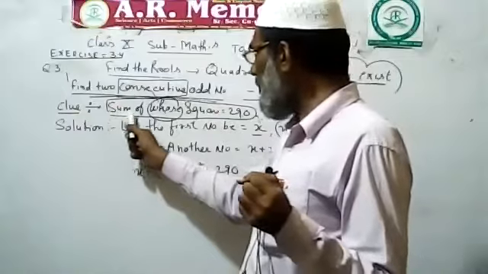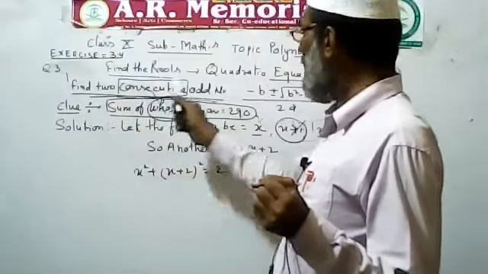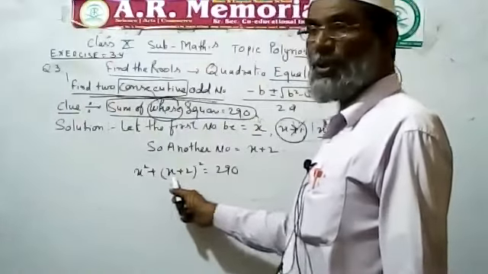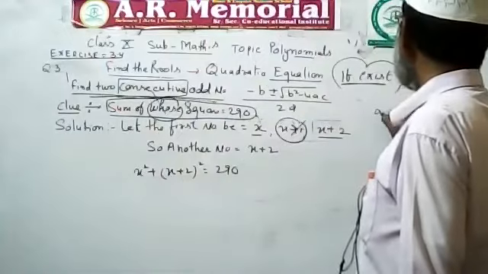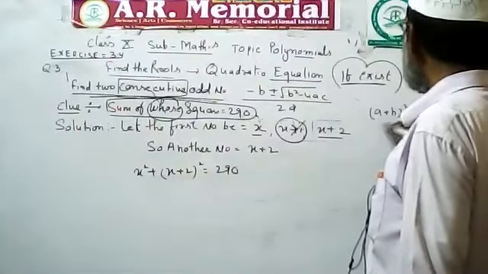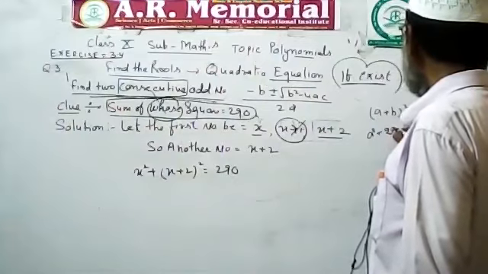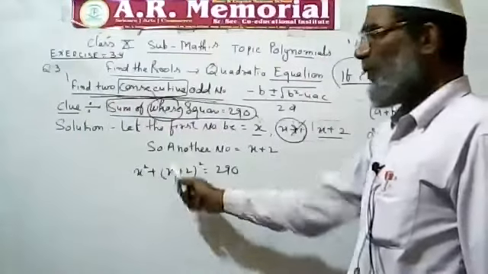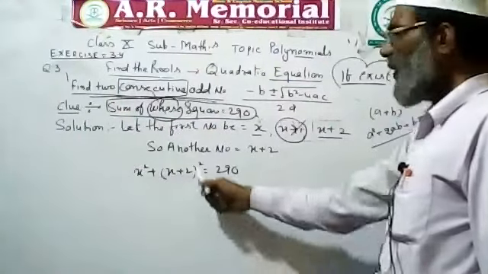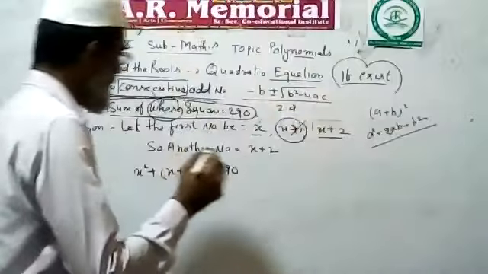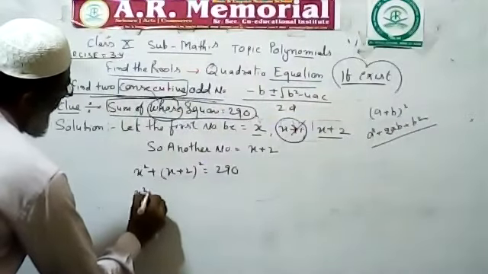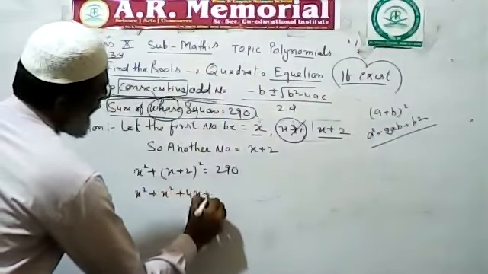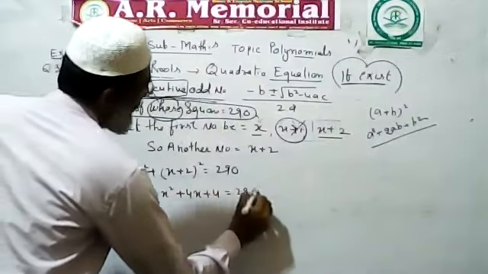So here the clue: sum of whose squares. "Whose" means this number or this number, their sum. Here comes (a plus b) whole square. If you have learned (a plus b) whole square, it is a square plus 2ab plus b square. In place of a, we put x; in place of b, we write 2. Now I am solving directly: x square plus x square plus 4x plus 4 is equal to 290.